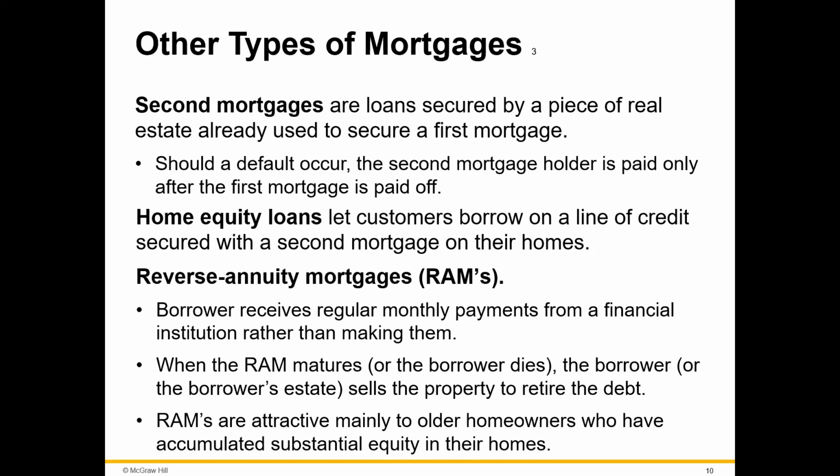You may also see things called second mortgages. Those are loans secured by a piece of real estate already used to secure a first mortgage. In other words, you have a mortgage for a house, and you take another loan on the house.